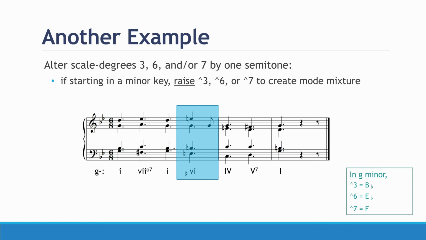We can see that this chord originally contains B flat and E flat, so I'll need to raise those notes a semitone to make this into mode mixture. Here's what it's going to look like. Now there's a bit of an issue here.